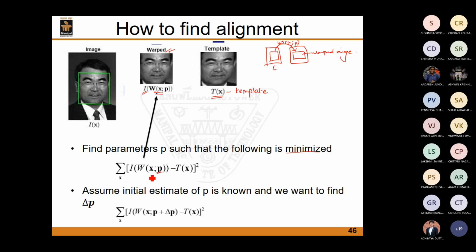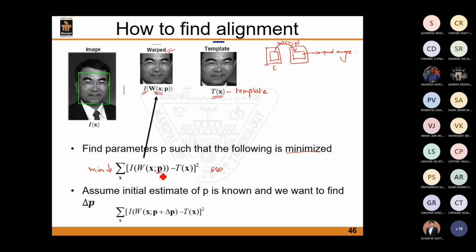So what I write is the warped image minus the template, and I'm squaring it and then summing it over different values of x, or the coordinates that you have. This is basically the SSD representation, similar to the way you calculate the sum of squared differences. Here, we are trying to find it between the warped image and the template, and we are trying to find the values of these parameters for which this function is minimized. That is how we formulate the problem.